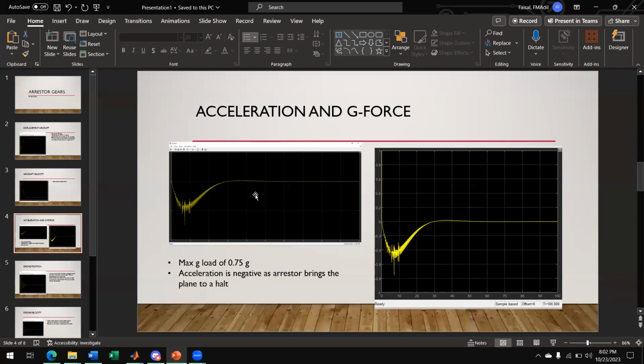With acceleration and G-forces, these quantities are related to each other. I basically have them on the same acceleration graph. As you can see from this graph, the maximum load that a pilot faces is 0.75, which is pretty low considering that the average human can stand up to 2 to 4, maybe even 6 G's worth of accelerated gravitational G-forces.